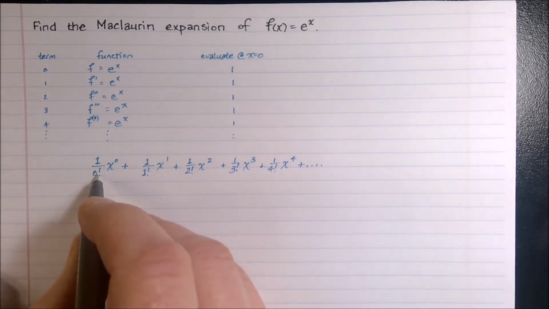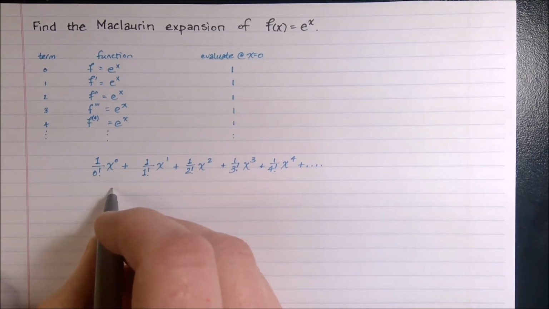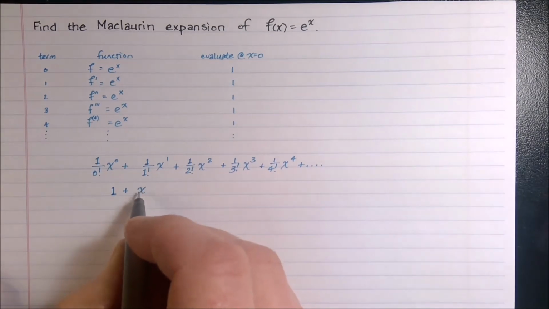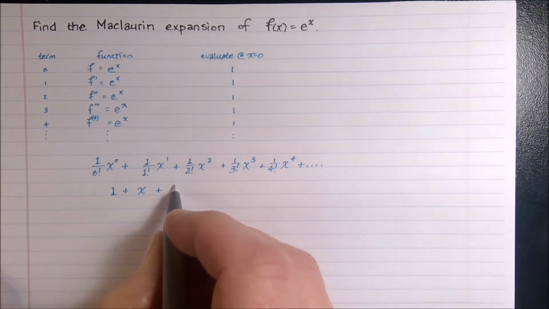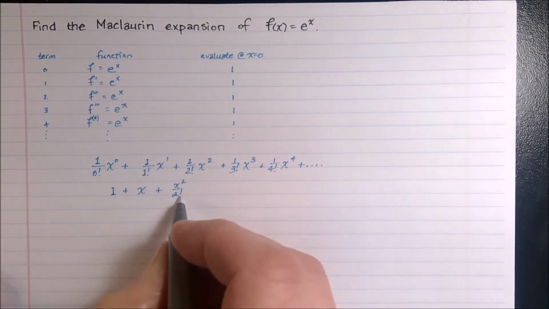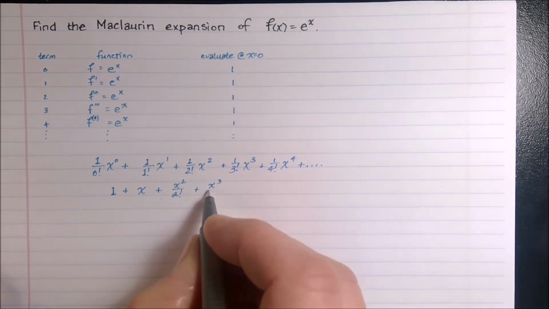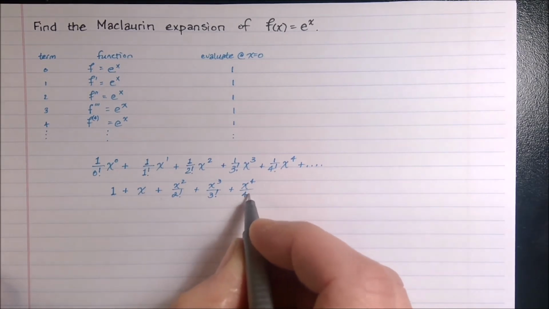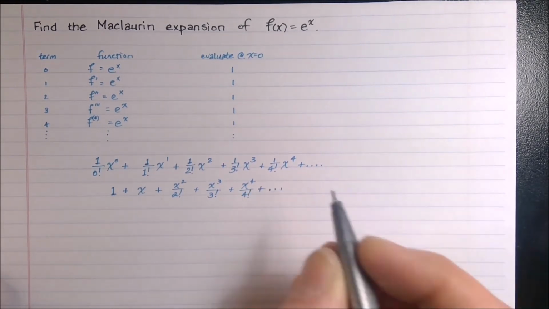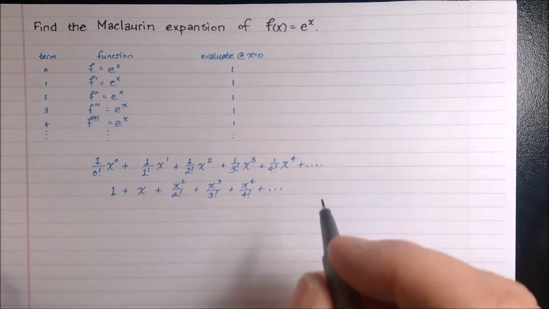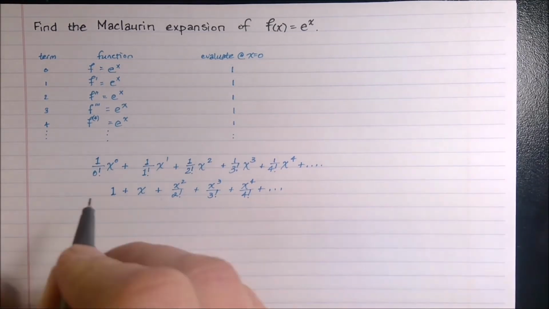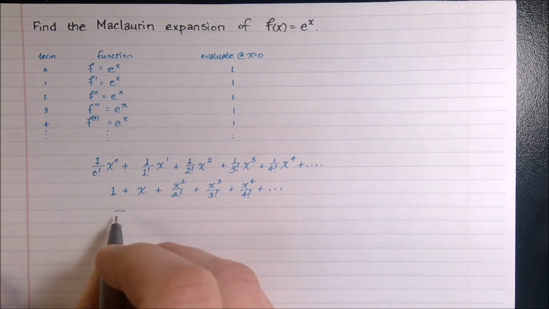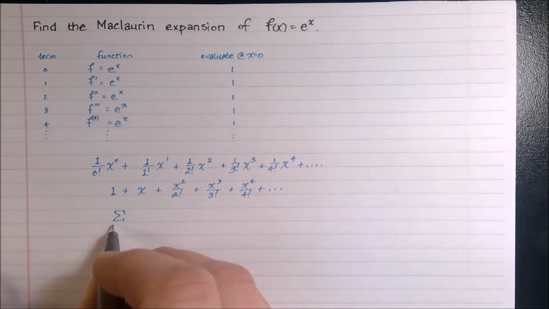This is 1 over 1 times 1. So that's just 1. 1 over 1 factorial. And we just get x. And then we'll say x squared over 2 factorial plus x cubed over 3 factorial plus x to the fourth over 4 factorial, and so on forever. That should be equal to e to the x, right? This infinite series actually converges to e to the x.